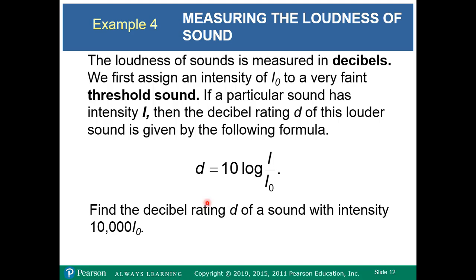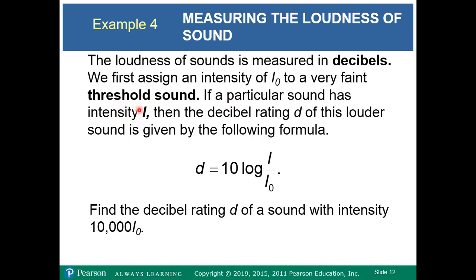Now what about loudness? This is where decibels come in. The loudness of the sounds that we hear from the human ear is measured in decibels. We first assign the initial intensity, which is the softest sound that can be heard by the human ear. This is what we call the very faint threshold sound. And so that's measured by the softest sound that can be picked up by the human ear.